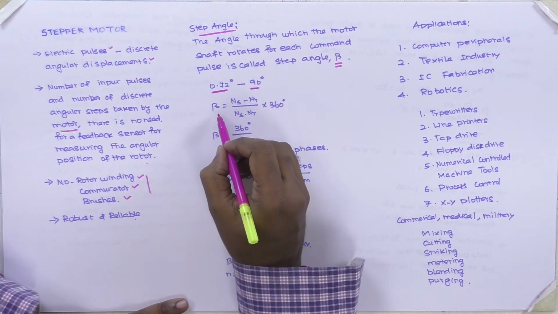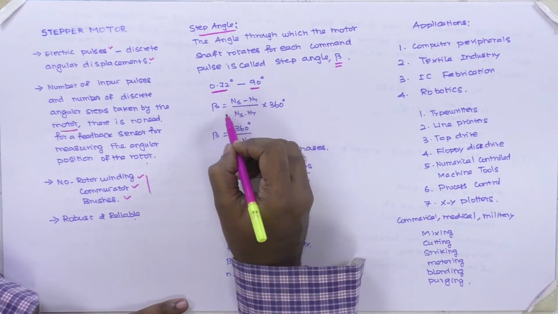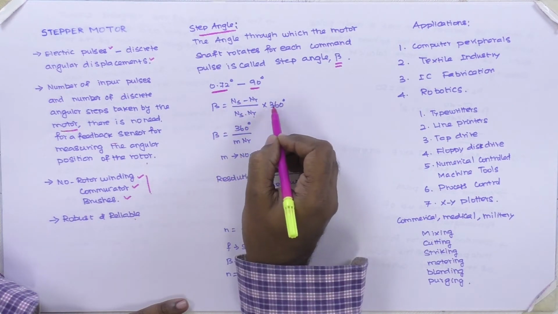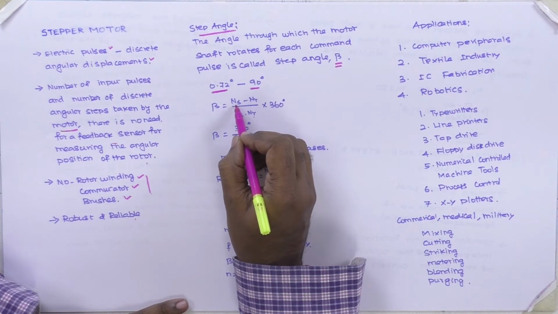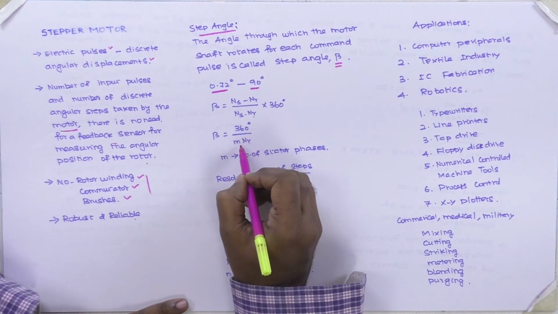The step angle is calculated by beta equal to (Ns minus Nr) divided by (Ns into Nr) into 360. Ns is the number of stator poles, Nr is the number of rotor poles. So, here beta is equal to 360 divided by Nr, where Nr is the number of rotor poles or rotor teeth.